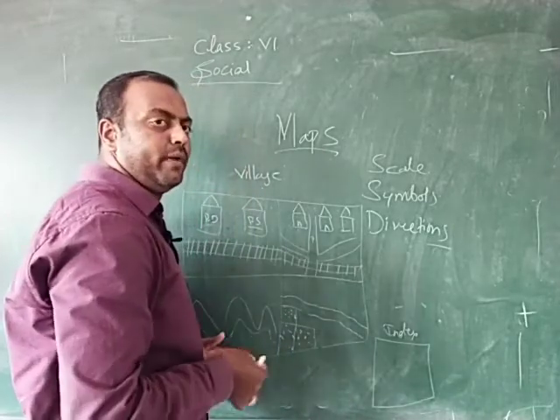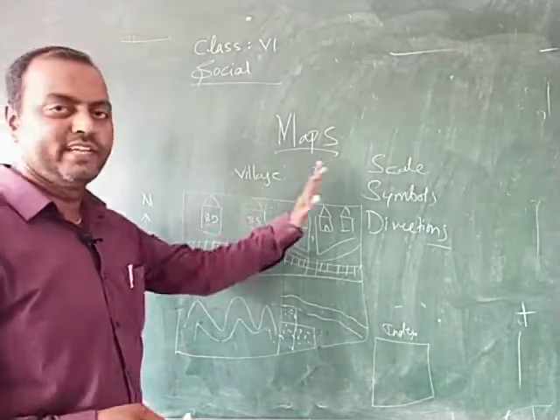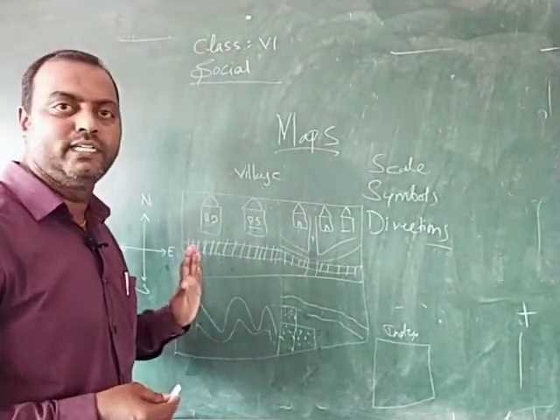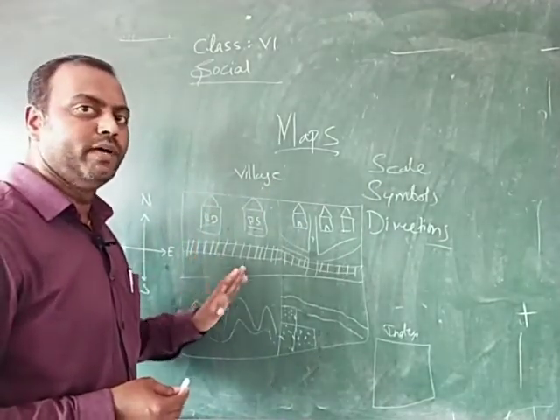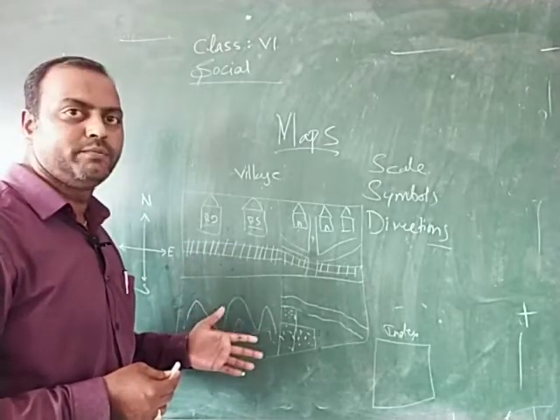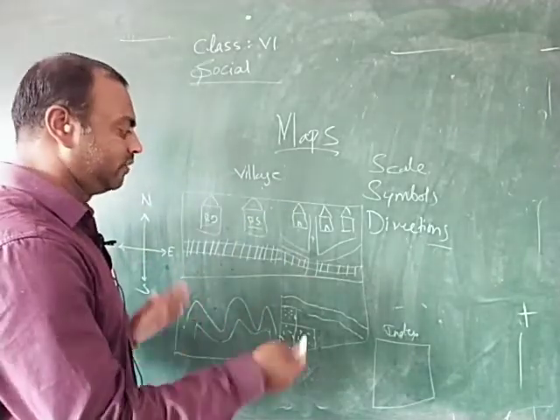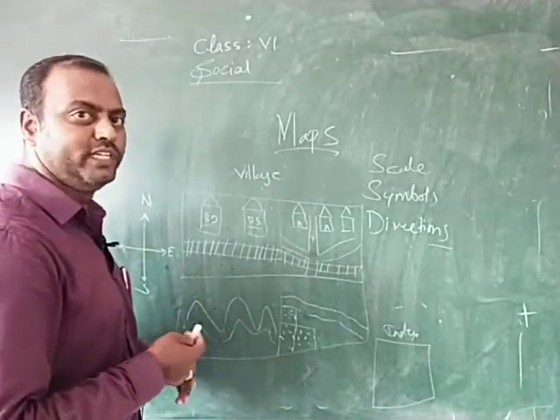Generally in any map you find index, direction, and scale. These are the 3 important ingredients of any map, whether it is a political map, physical map, or any thematic map. But when we discuss the village map, it consists of different kinds of symbols which we need to understand.